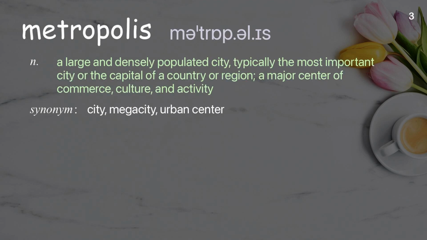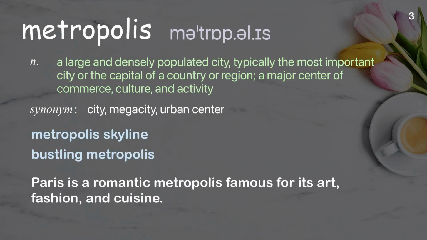Metropolis. A large and densely populated city, typically the most important city or the capital of a country or region, a major center of commerce, culture, and activity. Examples: Metropolis skyline. Bustling metropolis. Paris is a romantic metropolis famous for its art, fashion, and cuisine.